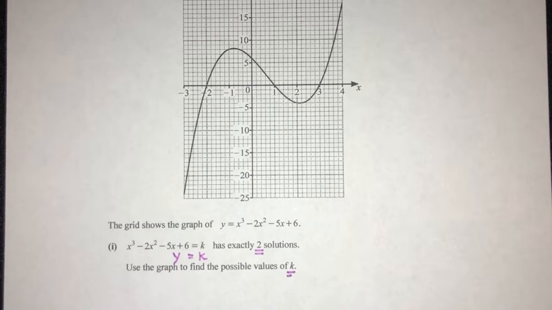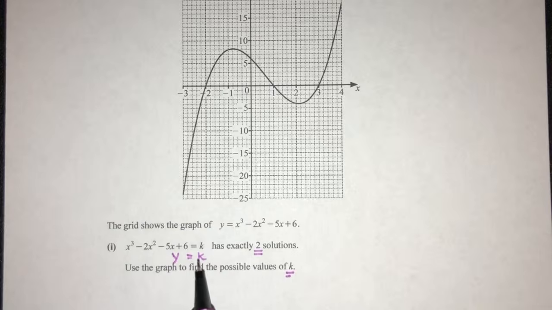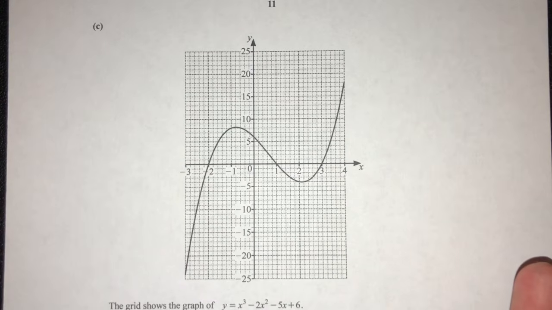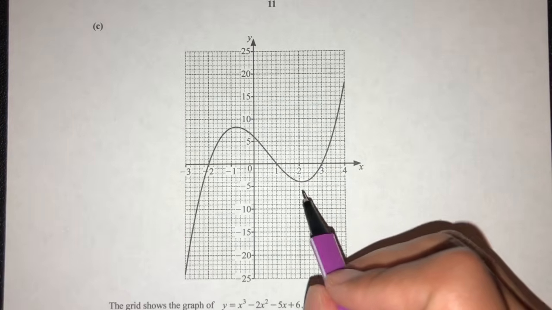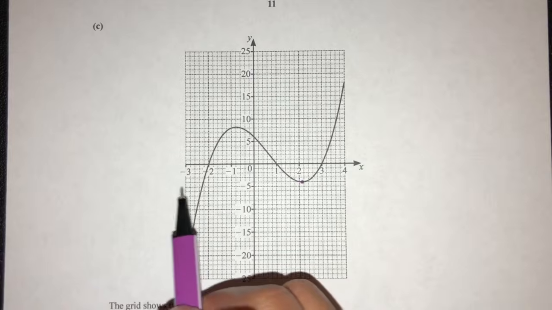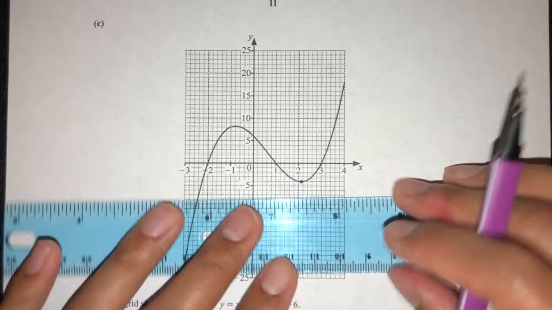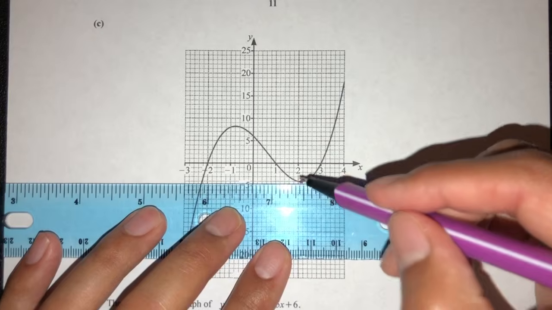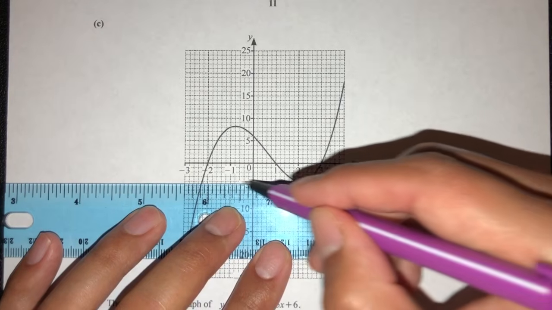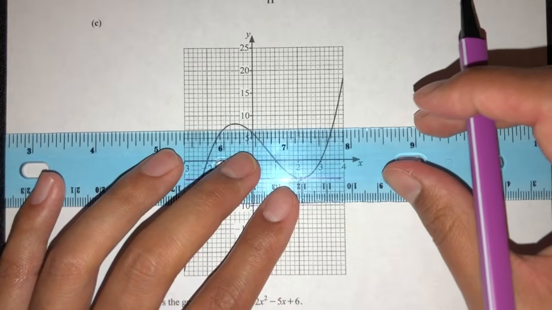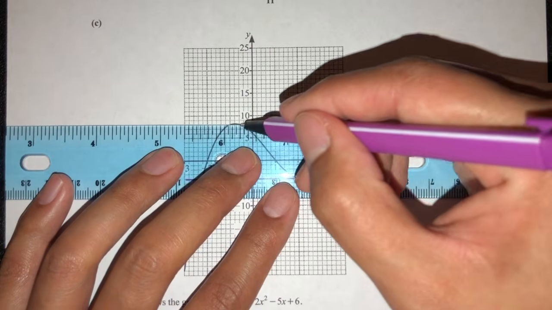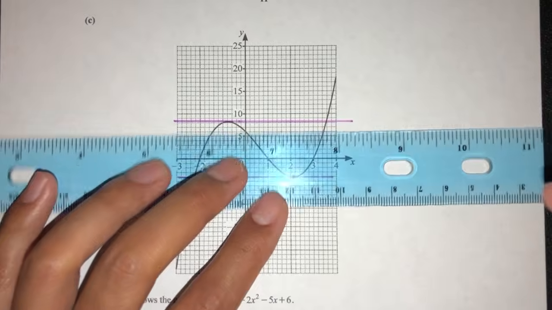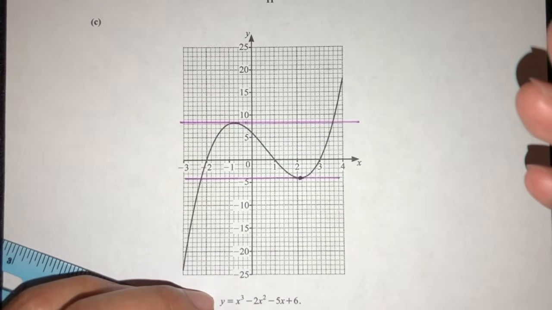Pretty easy. It means that if you were to draw a line, y equal to k, what kind of line is that? It is a horizontal line. That's the idea. Now if you were to draw a horizontal line, where would you have only 2 points of intersection? By observation, you will see that it is only possible at this point. If you were to draw a line here, or a line over here, that's the only two places where that is possible.